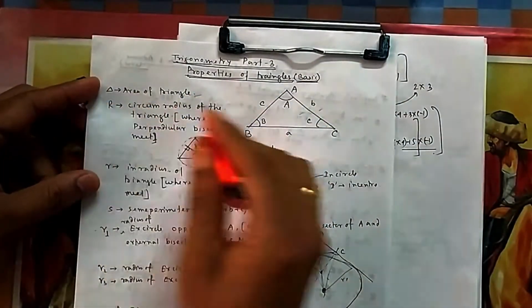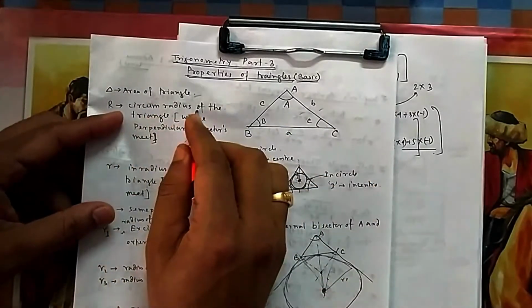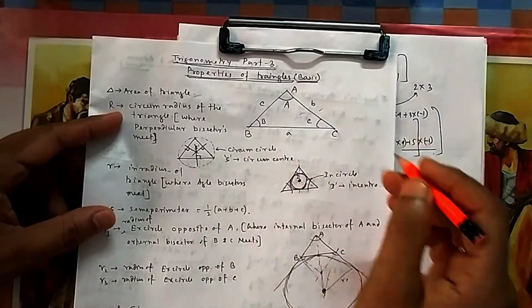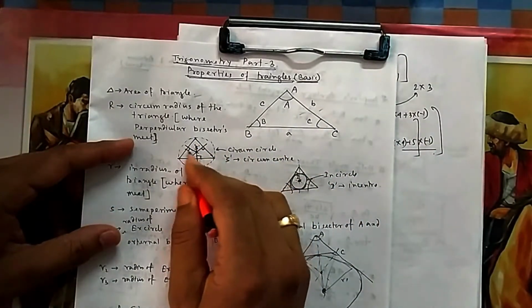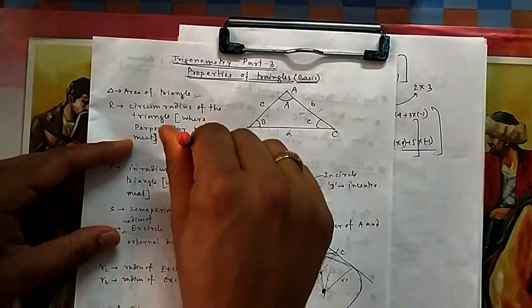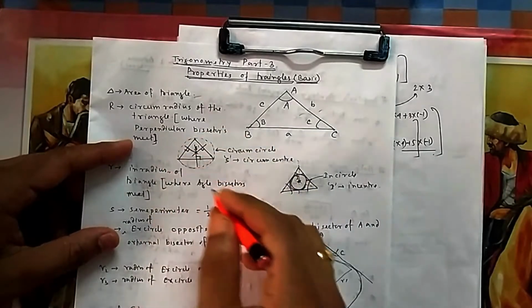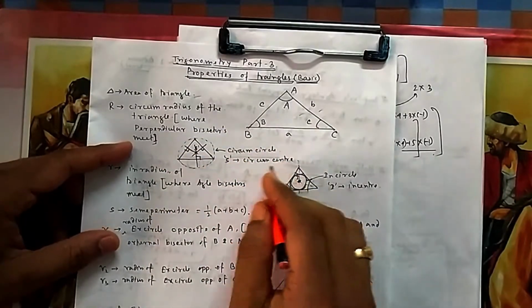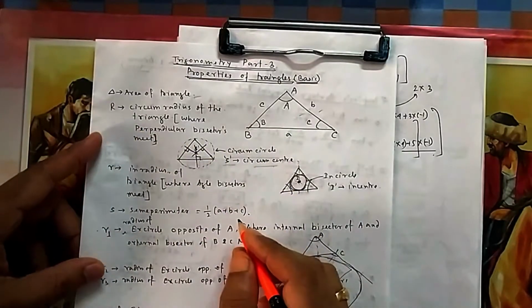Delta we will use for the area of a triangle. R is the circumradius of the triangle. I think you know circumradius. Circumradius means if you take the perpendicular bisectors of all sides of the triangle, they meet at a point which is known as the circumcenter. From that point, if you draw a circle, it will touch all the vertices, which is known as the circumcircle. S is the center of the circumcircle, and that radius is known as the circumradius.